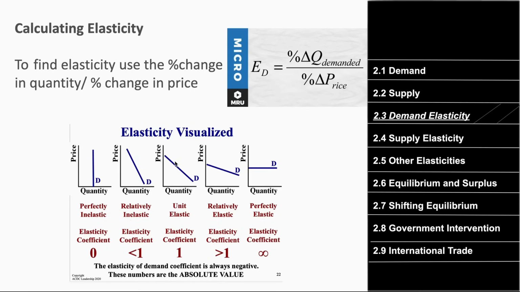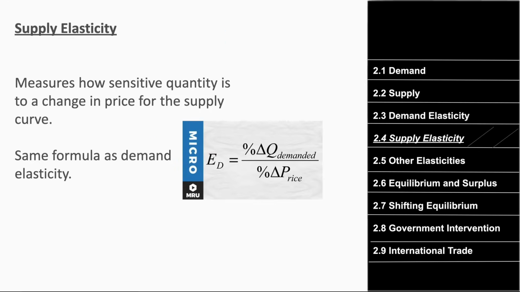Unit elastic is where it's a one-to-one change. So for a 10% change in quantity demanded, there's a 10% change in price. It's exactly like unitary. Relatively elastic means it's elastic. So there's more change in quantity than there is in price. And then perfectly elastic would have an elasticity of infinity, and it would just go on forever. No matter what the quantity is, the price is the same. So we see it here.